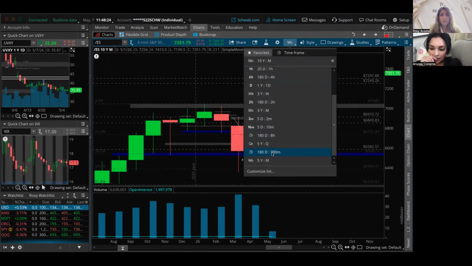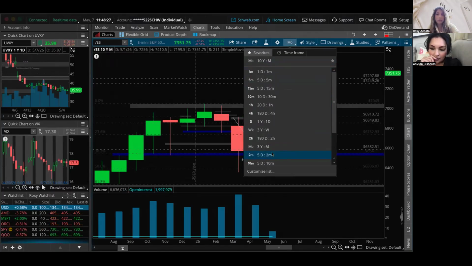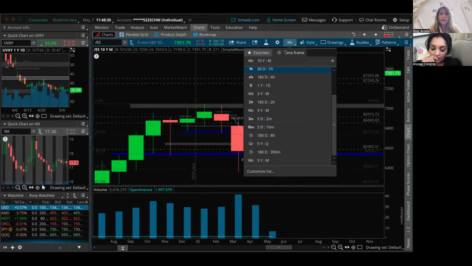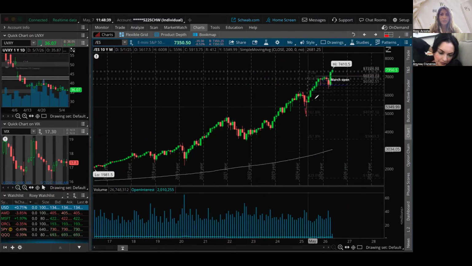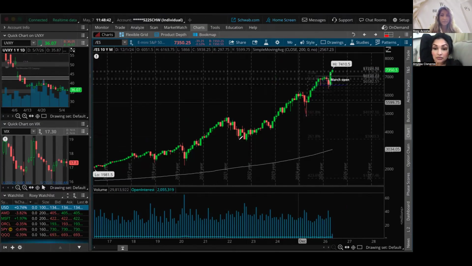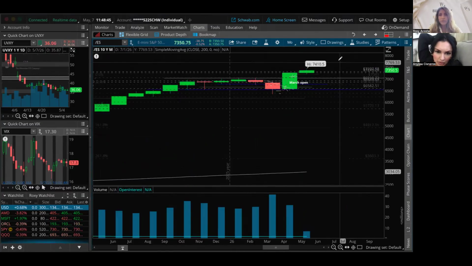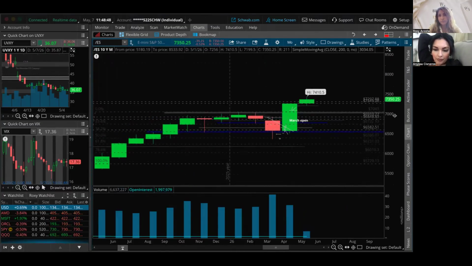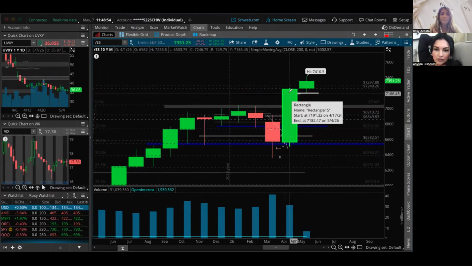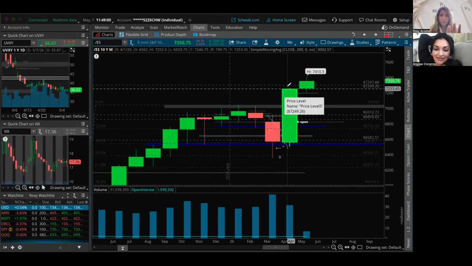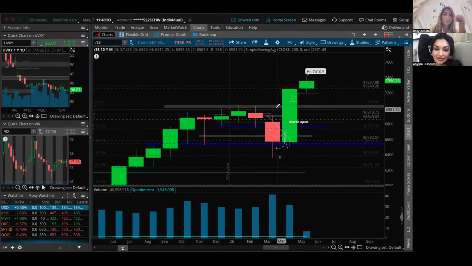So you could see all the different time frames. I've added a few, but for now we're looking at the monthly time frame, 10 years of data. This is how the S&P 500 looks for 10 years. Now if I zoom in, bullish, bullish month close of last month. Look at this, bullish, bullish.